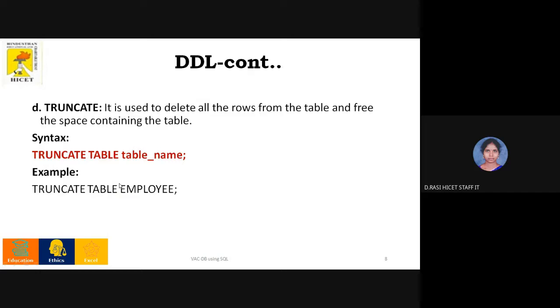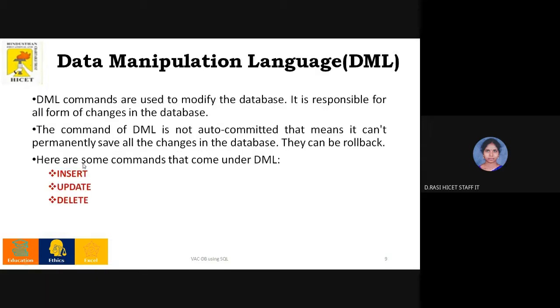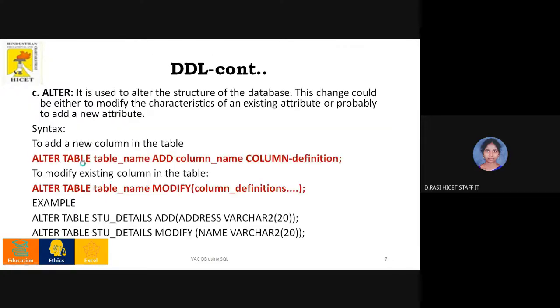And the last one in the DDL is TRUNCATE. It is used to delete all the rows from the table and free the space containing the table. So TRUNCATE means I'm going to delete the entire rows, and the memory space occupied by this particular table can be revoked back, like reused back. So TRUNCATE TABLE table name. So this is your TRUNCATE DDL command. Okay.